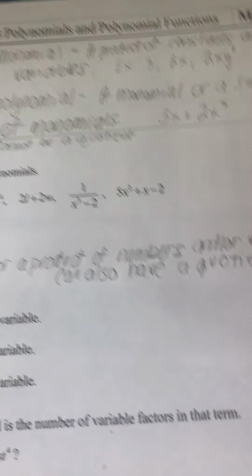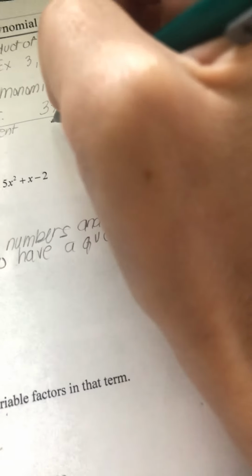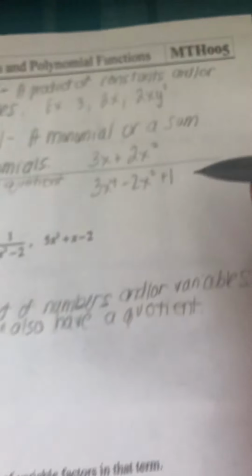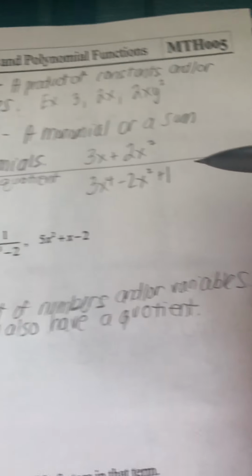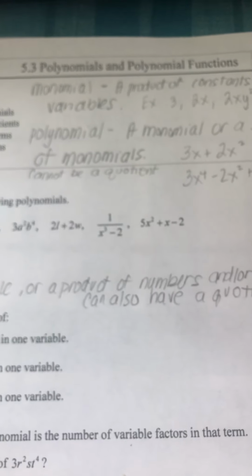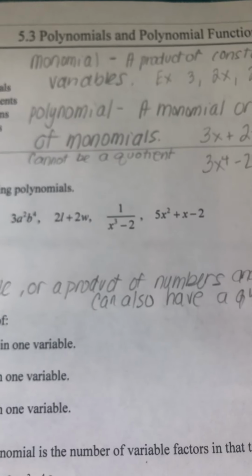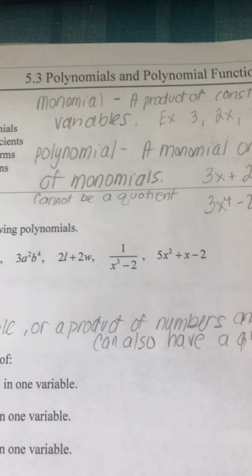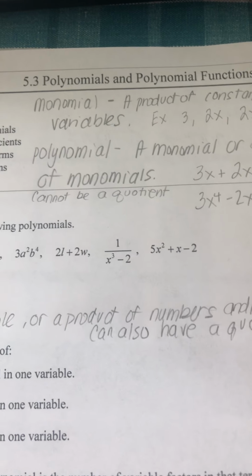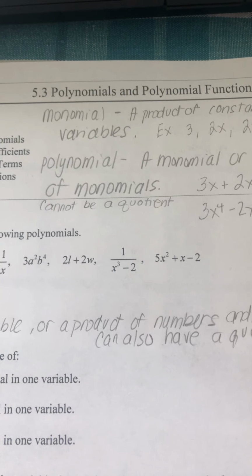Another example of a polynomial would be something like this. This polynomial contains three terms. Just a note about polynomials, because you're about to have to identify some: polynomials cannot be a quotient. Quotient means that it has division.